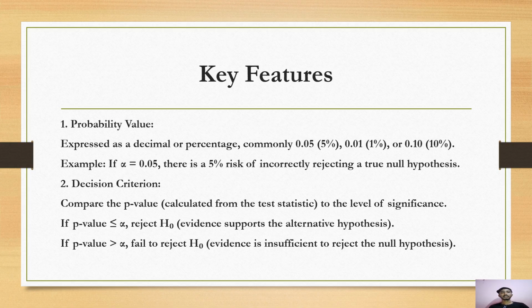Compare the p-value calculated from the test statistic to the level of significance. If p-value is less than or equal to alpha, reject H0. Evidence supports the alternative hypothesis. If p-value is greater than alpha, fail to reject H0. Evidence is insufficient to reject the null hypothesis.